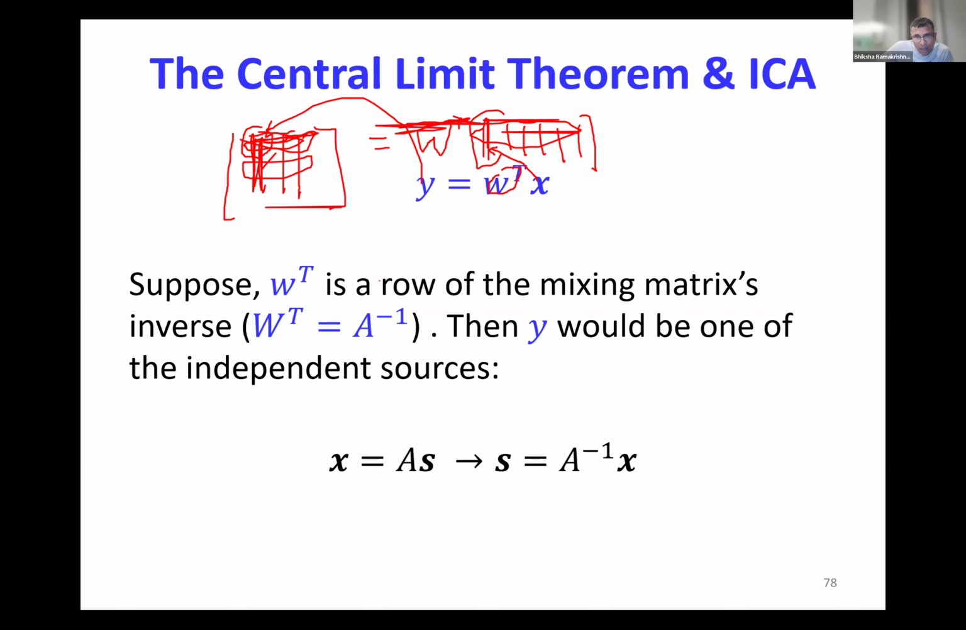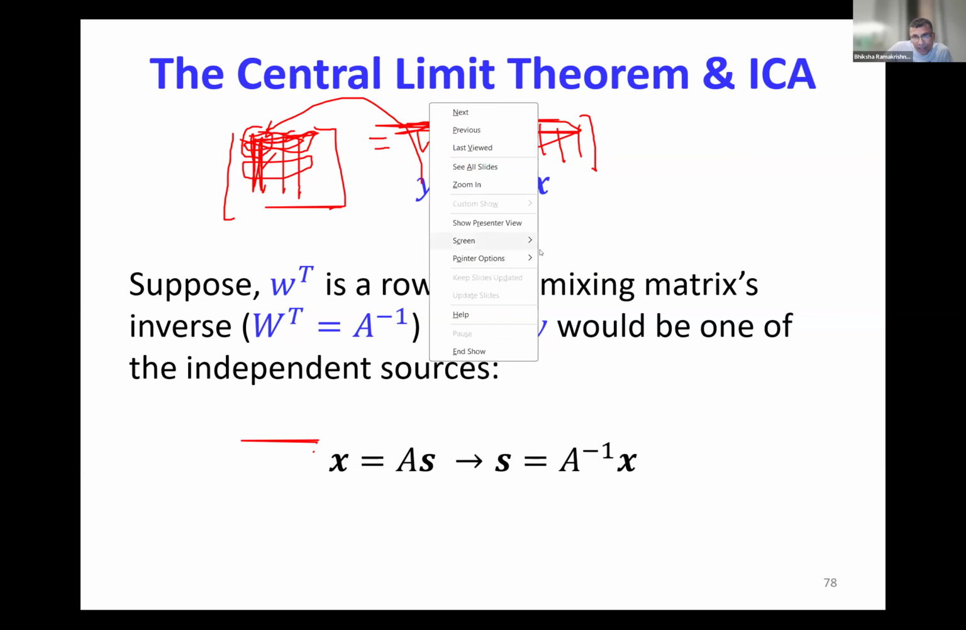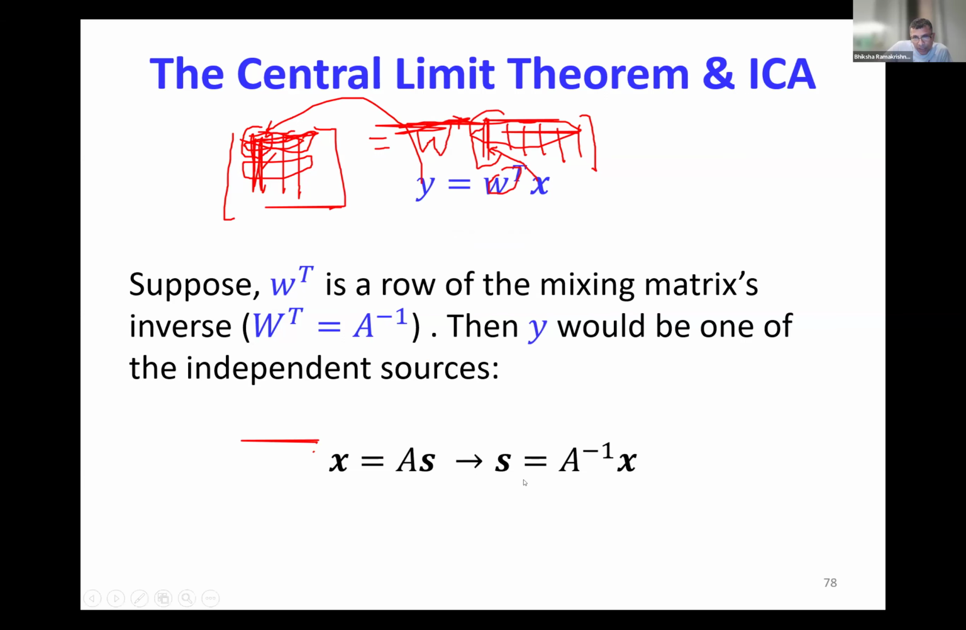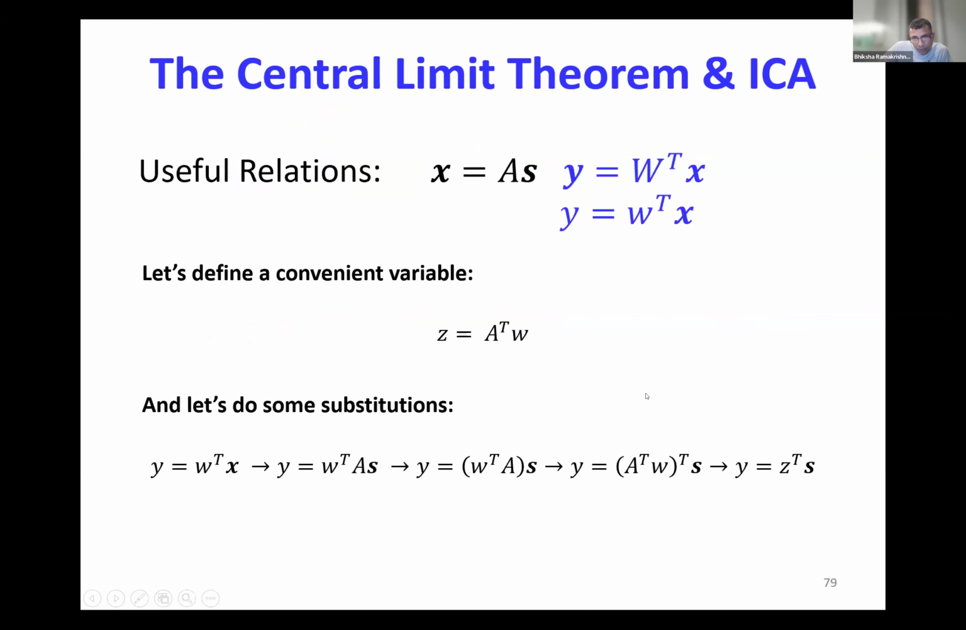So X was the mixed matrix. X was AS, and so S equals A inverse times X. This is what we have. And Y was our unmixed data, which we got from unmixing X. Any single component of Y is W transpose X, as we saw. So I'm going to define a convenient variable Z, where Z is the transpose of the mixing matrix times this column of W.